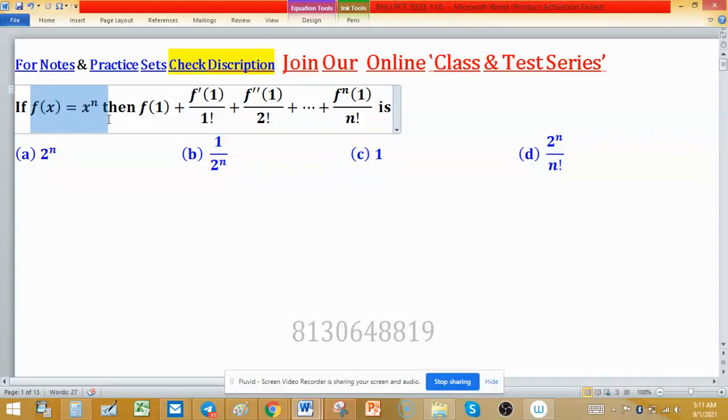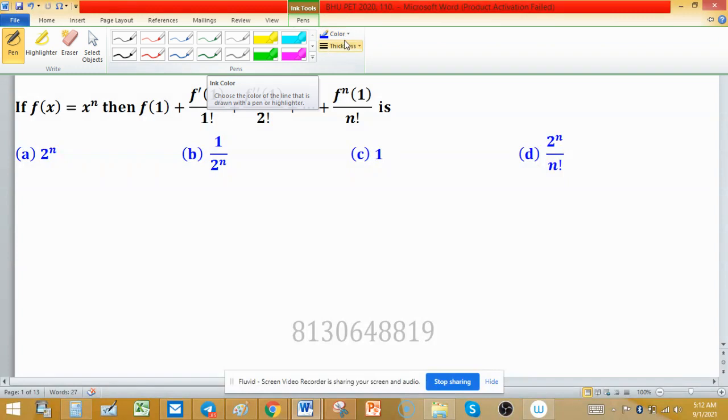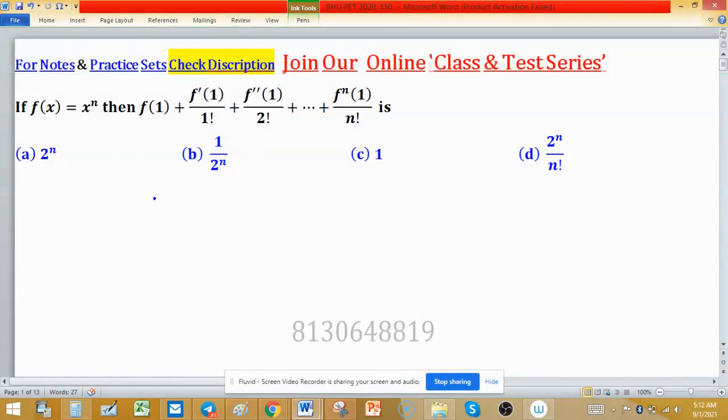If f(x) equals x raised to the power n, then find f(1) plus f'(1) upon 1 factorial plus f''(1) upon 2 factorial plus, and so on up to f^n(1) upon n factorial. So somehow we can write this function in a polynomial structure, then we can use Taylor's theorem. Because of Taylor's theorem, we get an idea to write a function in a polynomial structure or in terms of splitting.